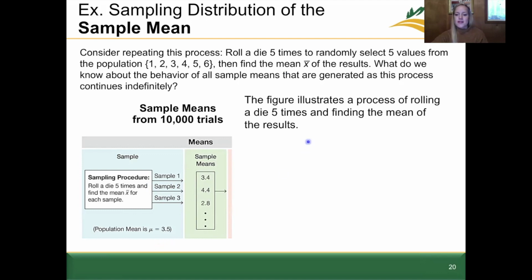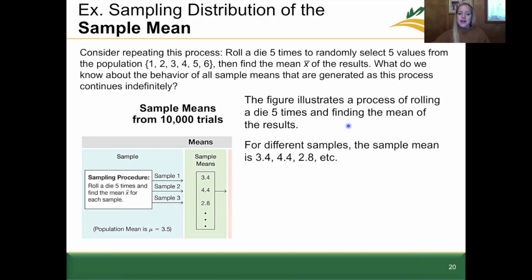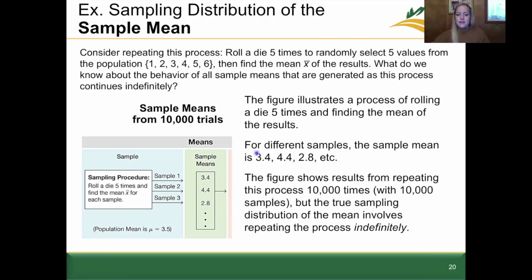So again, this figure illustrates a process of rolling a die 5 times, finding the mean of the results. For theoretical samples of 1, 2, and 3, we might get mean values of 3.4, 4.4, 2.8, and so on for all the samples that we do this on. And we're doing this indefinitely. I'll show you the distribution on the right-hand side on the next slide. It's the result of repeating this process 10,000 times, so that's 10,000 different samples. That's really rolling the die 50,000 different times, right? Because it's 5 times per sample. Although the figure shows us doing this 10,000 times, we should really be thinking about doing this indefinitely, so an infinite number of times.